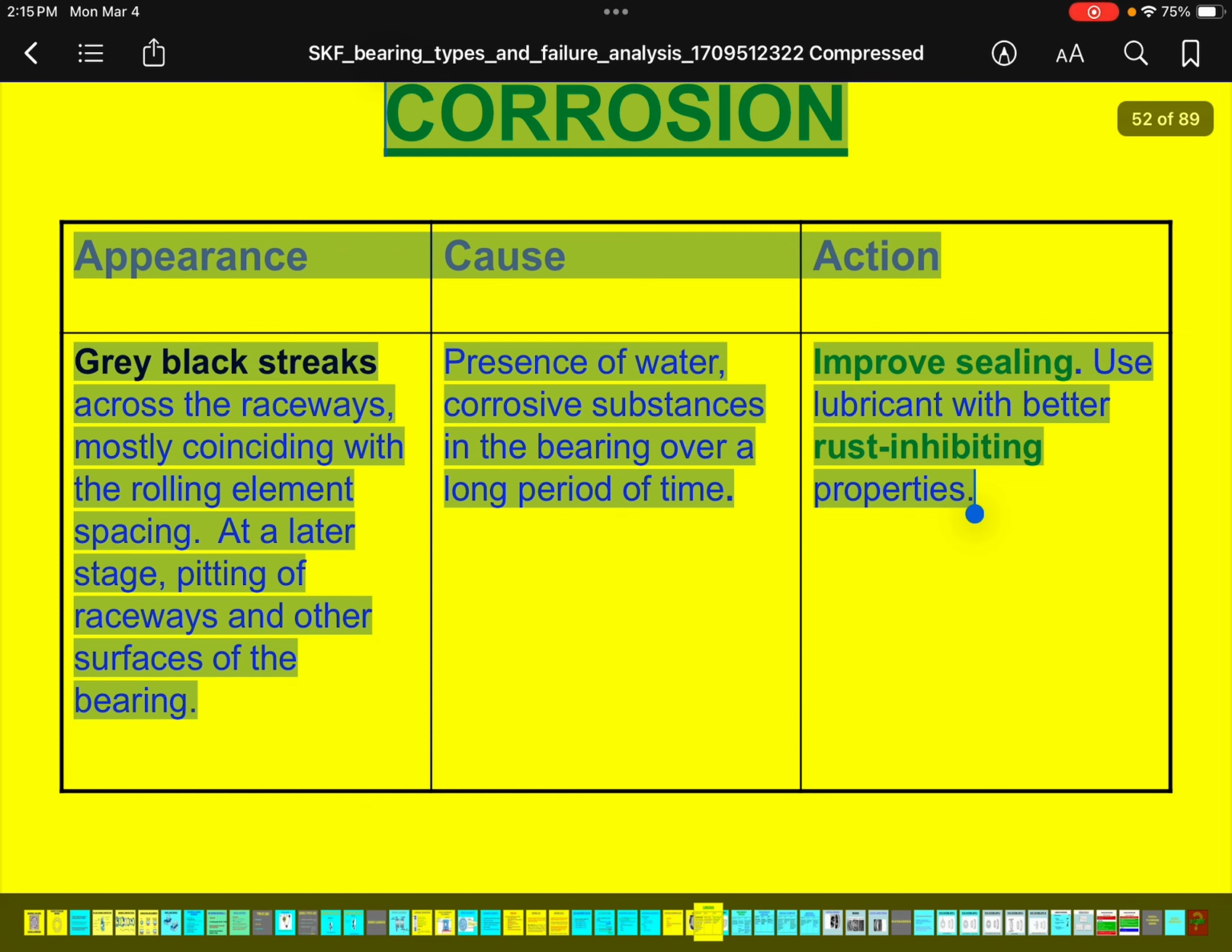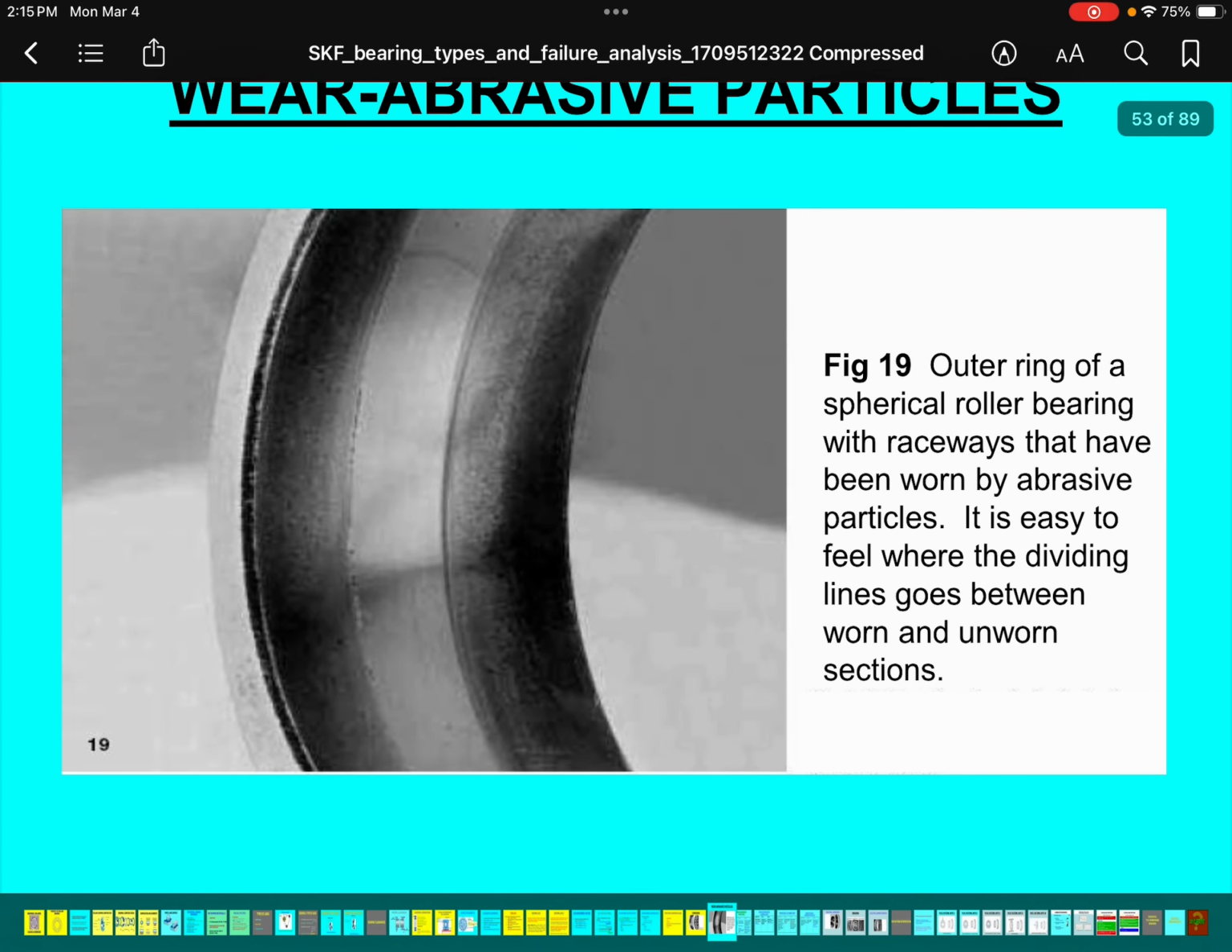Corrosion. Appearance: gray black streaks across the raceways, mostly coinciding with the rolling element spacing. At a later stage, pitting of raceways and other surfaces of the bearing. Cause: presence of water, corrosive substances in the bearing over a long period of time. Action: improve sealing. Use lubricant with better rust inhibiting properties.